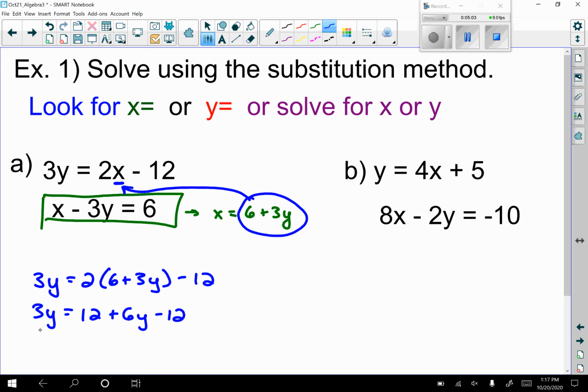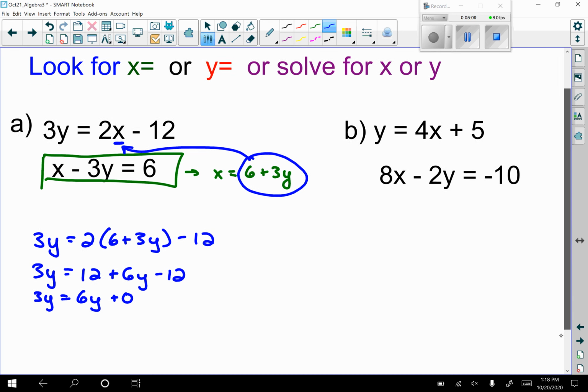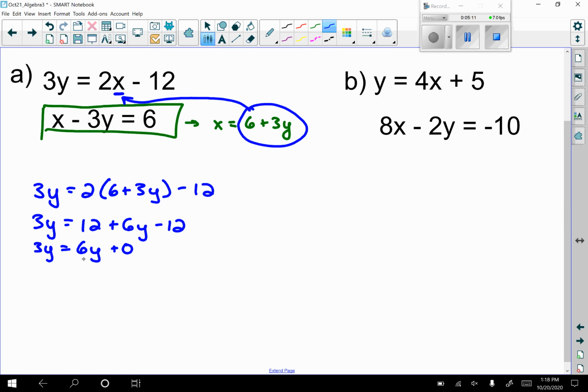Notice my 12s are going to cancel out. I'm going to get 3y equals 6y, technically plus a 0 if that helps. I would recommend writing that in. Now I want to get my 6y to the other side. So if I subtract 6y, I'm going to get a negative 3y, and now that 0 is very helpful. We need it there. Divide by a negative 3, so y is equal to 0.